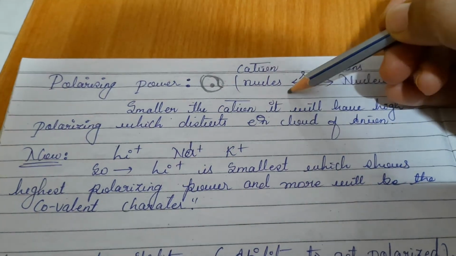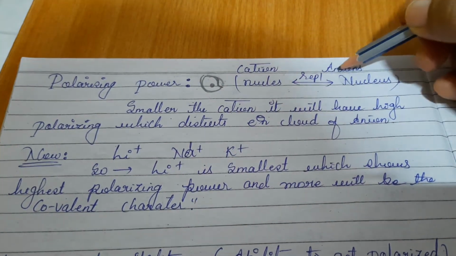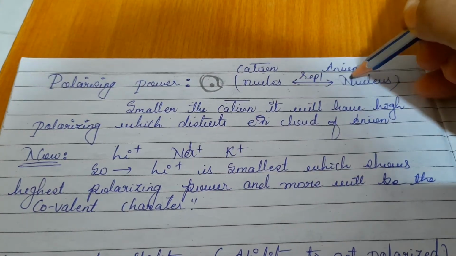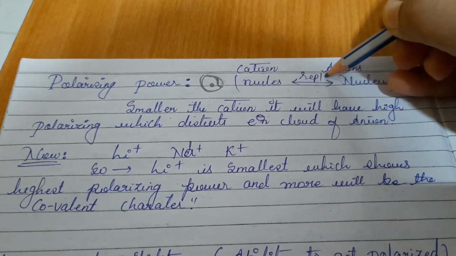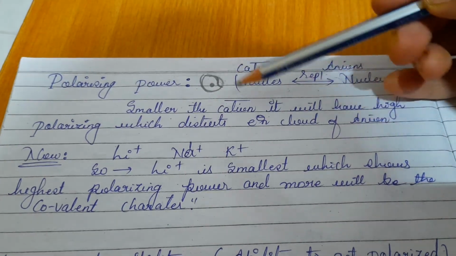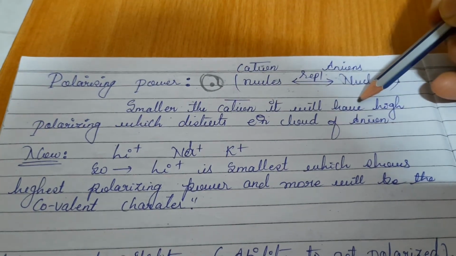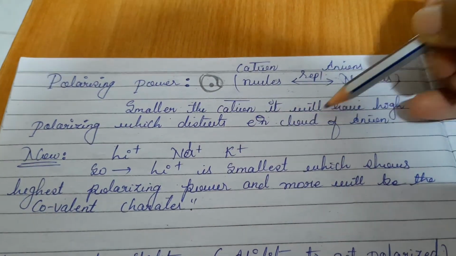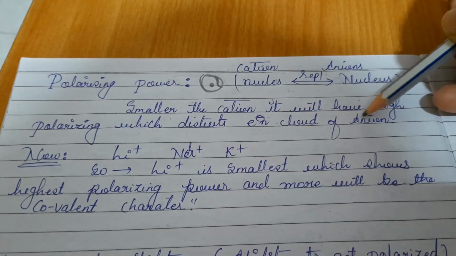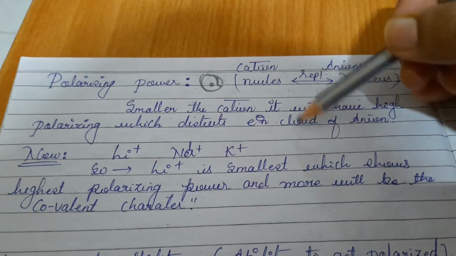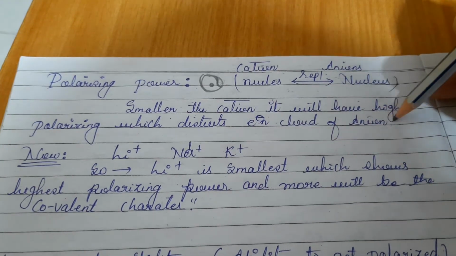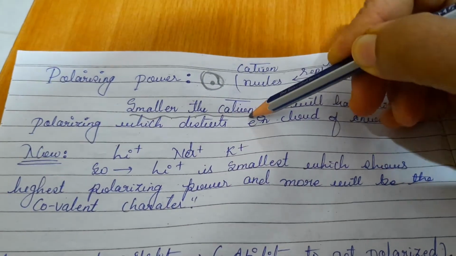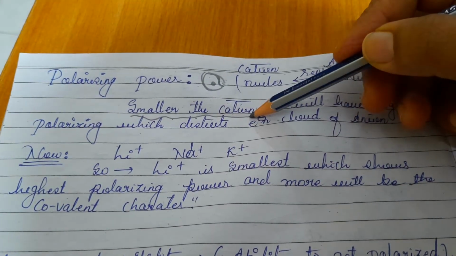So we have the cation nucleus here and we have the anion nucleus. When they come close to each other, they will start repelling. The smaller the cation, the higher its polarizing power, which distorts the electron cloud of the anion. In order for the anion's electron cloud to be disturbed, we must have a smaller cation. This is the first condition for Fajans' rule.